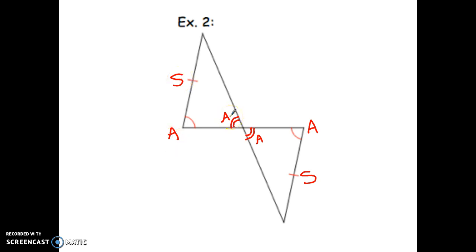But as I think back to my congruence theorems, I didn't have any congruence theorem that said side, angle, angle. So let's try to read it the other way. Angle, angle, side. Now we did have one that said angle, angle, side. So let's just check our other triangle. Angle, angle, side. So yes, these two triangles are congruent by the angle, angle, side congruence theorem.